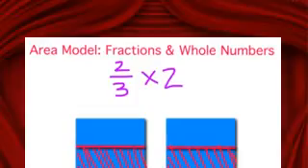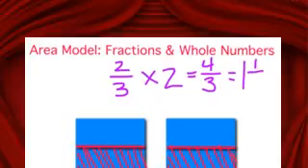This means that 2/3 times 2 equals 4/3, or, if we were to reduce this fraction to simplest terms, 1 1/3. You will practice this concept some more tomorrow in your math journal.